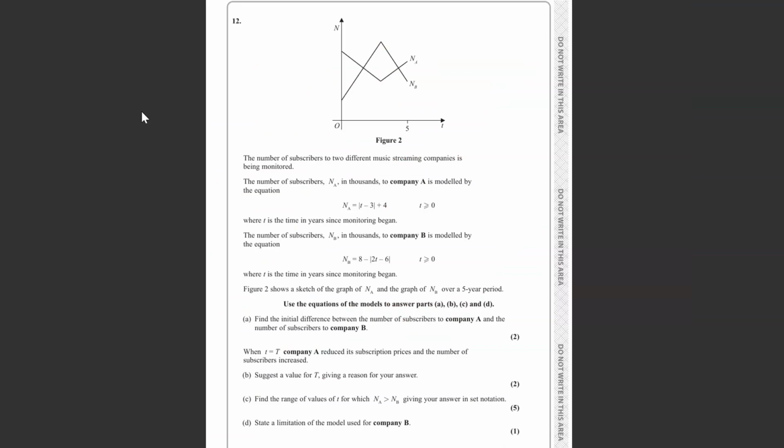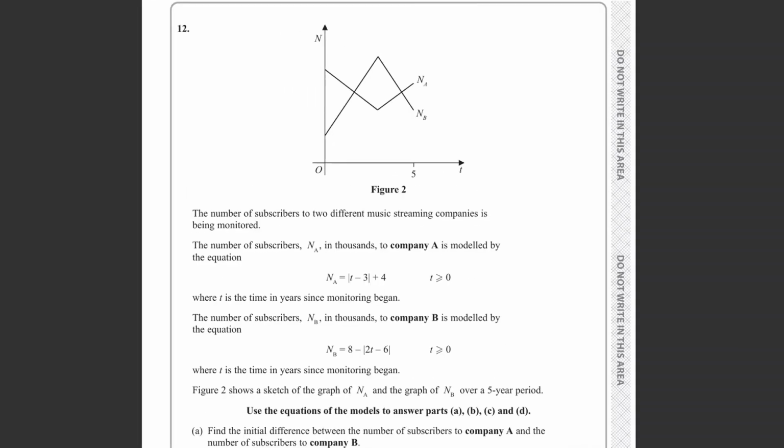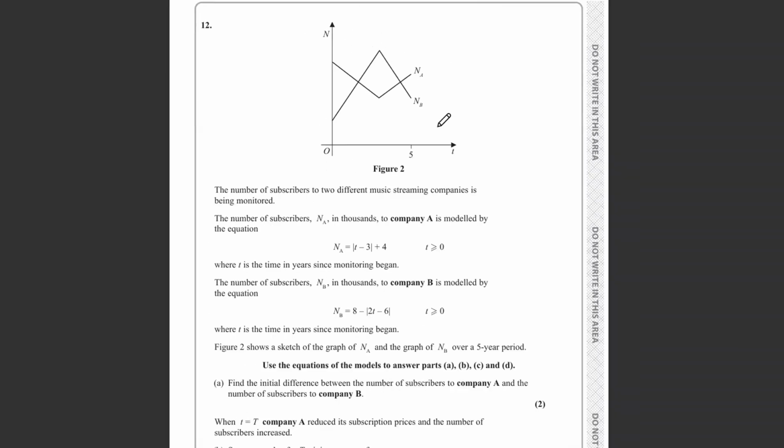Okay, so here's question 12 here. This is quite a long question, so I've shown you the entire thing here. And then for part A, we're given this graph here, and we're told that it's about the number of subscribers to 2 different music streaming companies. This is being monitored here.